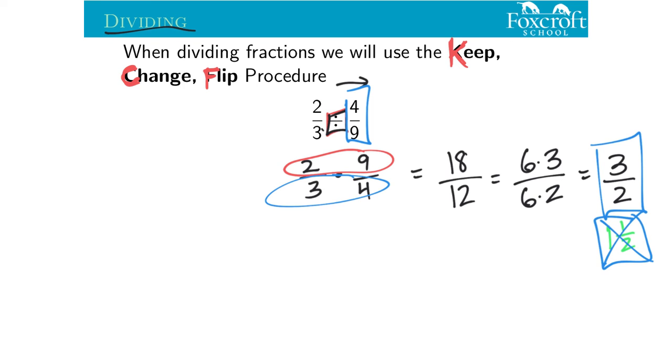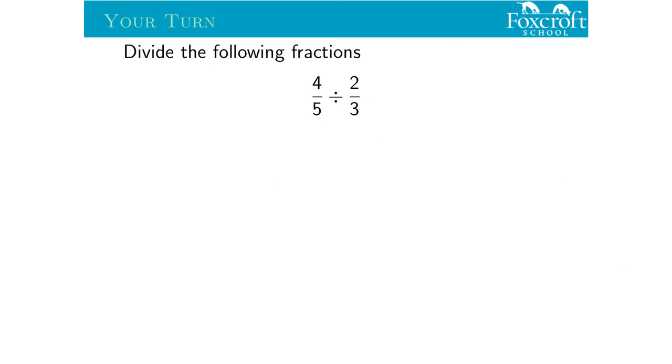All right, so a dividing problem is just basically one step, and then it's a multiplication problem. All right, so here's one for you to try on your own. All right, do 4 over 5 divided by 2 over 3.